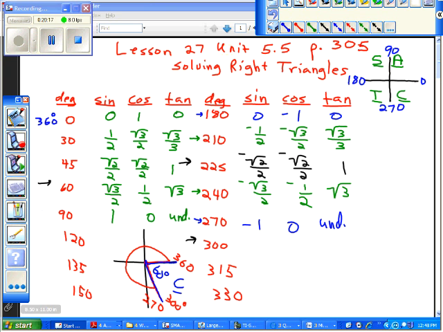Okay, so what's sine 60? Square root 3 over 2. We're in quadrant 4 where sine is negative. We should memorize some of them by saying it this many times today.